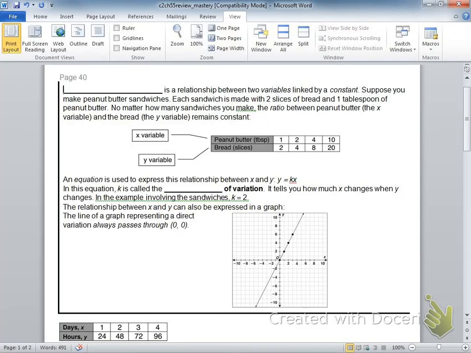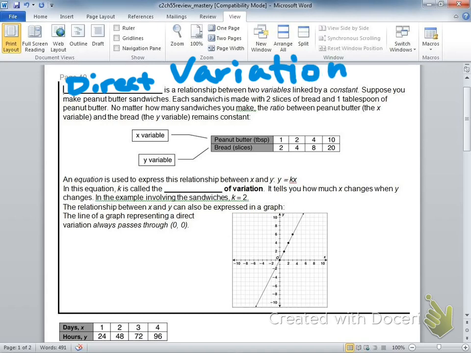Okay, today we're looking at page 40. Blank is a relationship between two variables linked by a constant. What is the answer? That's correct. Direct variation. And my writing will not fit on the blank, so it's a little larger.